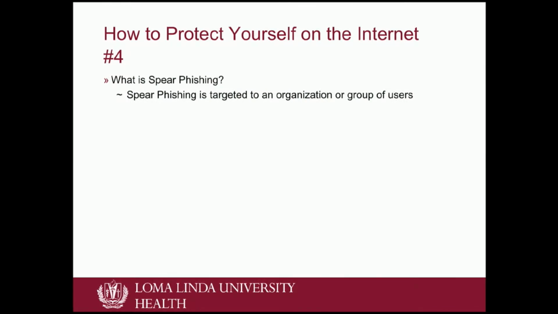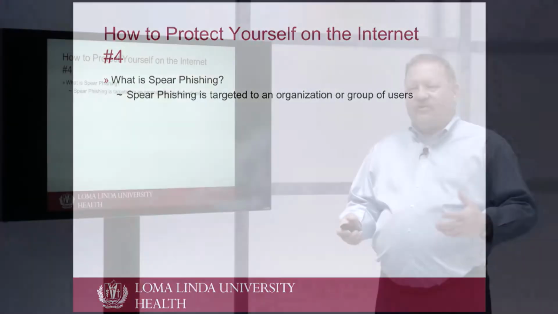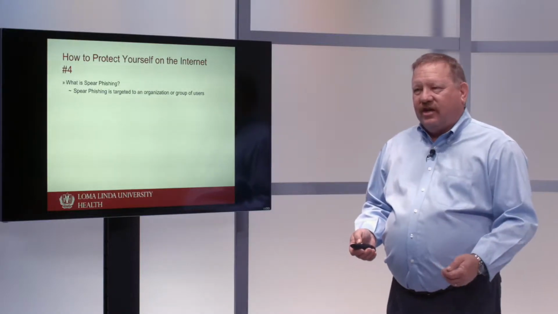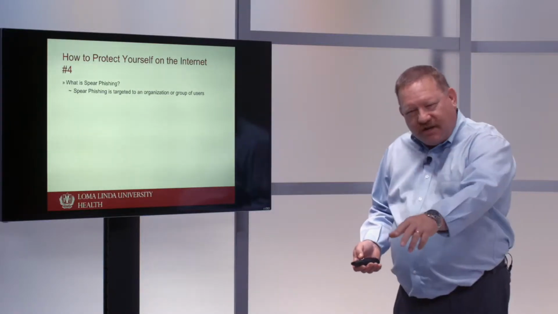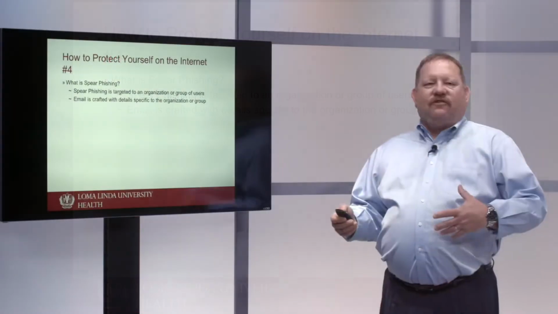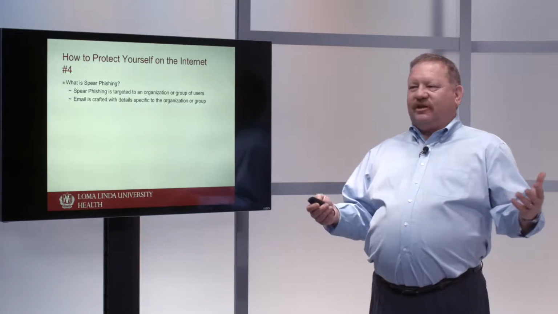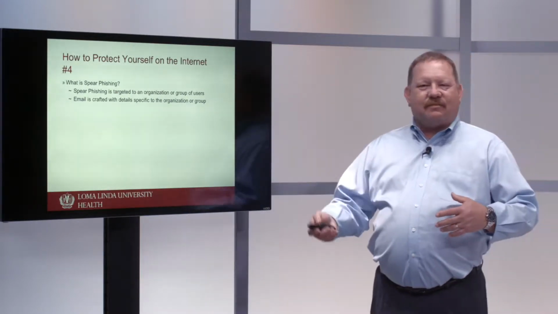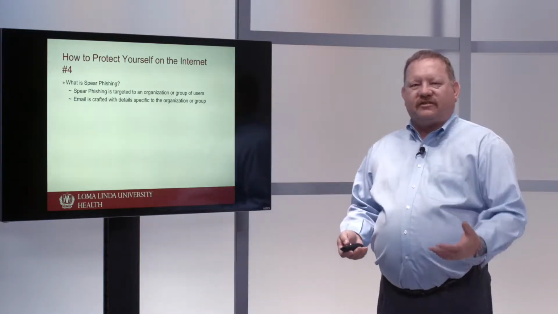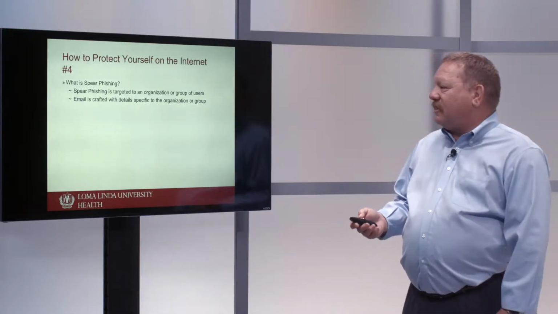Number 4 here. Okay, what is spear phishing? Spear phishing is targeted at an organization or a specific group of users. Just like if you're fishing in general, you're just throwing your line in the water and whatever you catch, you catch. If you're spear phishing, you're taking a specific fish and trying to spear that one fish. The email is crafted with details specific to the organization or group. So if you wanted to phish Loma Linda University, if you included something about Adventist charities or missions, that would tend to add realism to the email and maybe entice people to click on it and look at it.